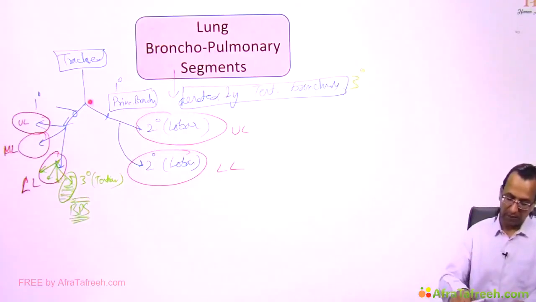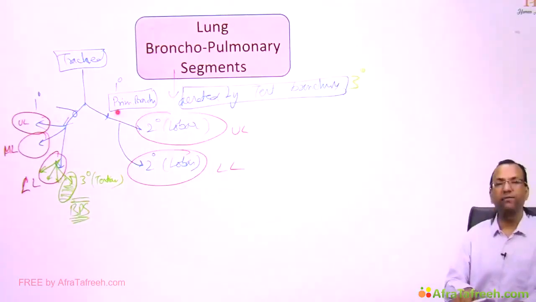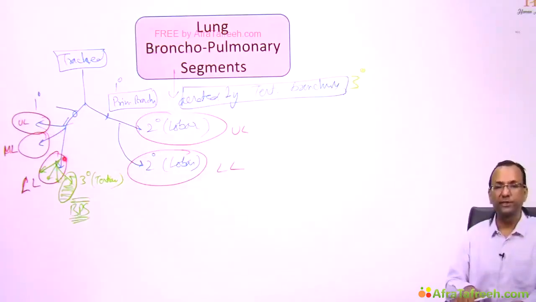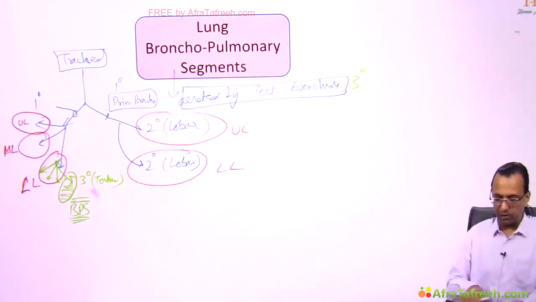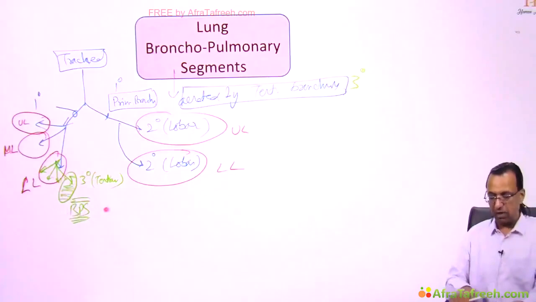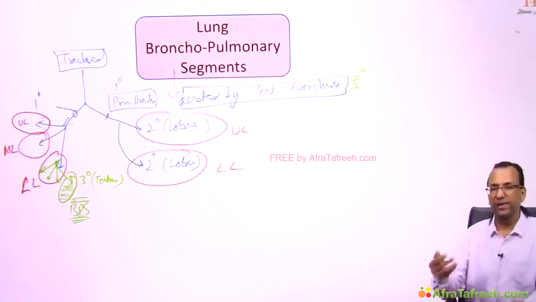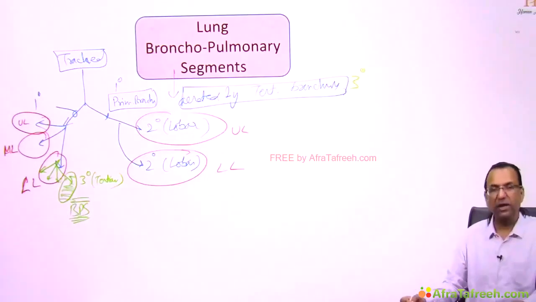So trachea bifurcating into primary bronchus, 1 degree, for each lung, right and left lung. And then the 1st degree bronchus, principal bronchus, is dividing into secondary bronchus, which is 2nd degree bronchus for the lobes. And then the secondary bronchus divides into tertiary bronchus, which is for the BPS. Each BPS is supplied by tertiary bronchus. This is the definition.